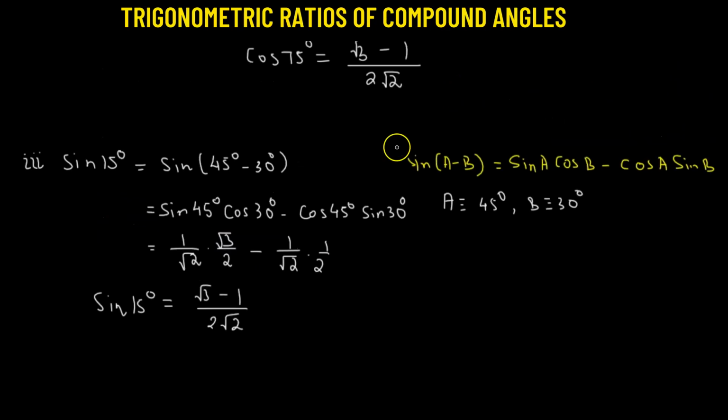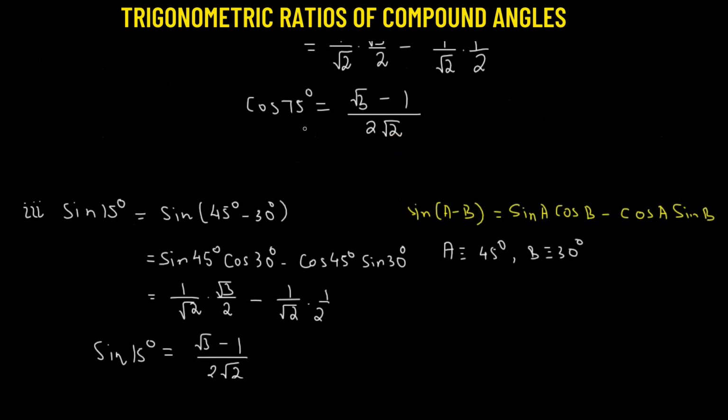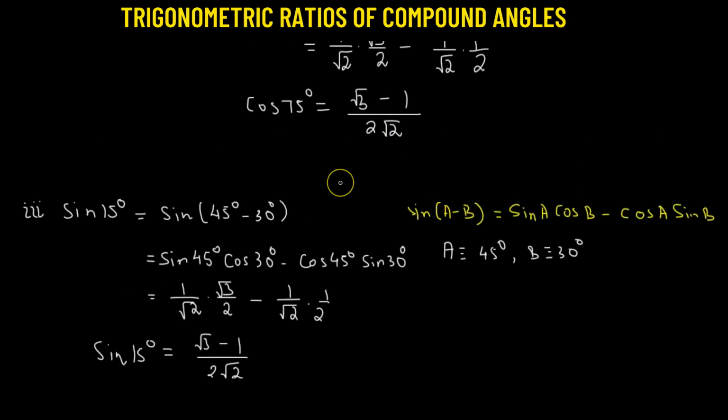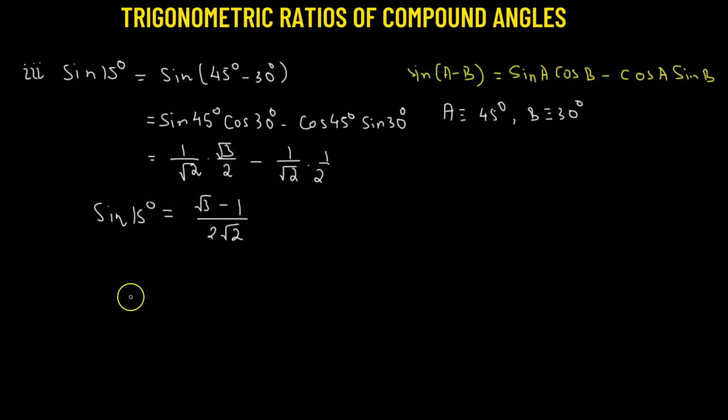Now you can observe that cosine 75 degrees came out to be square root of 3 minus 1 over 2 times square root of 2 as well. So we're getting the same value for sine 15 degrees as well as cosine 75 degrees. That's because, let's say we have sine 15 degrees. Sine 15 degrees can also be expressed as sine of 90 degrees minus 75 degrees. When you subtract 75 from 90, we get 15 degrees, and we are going to use the standard formula here.